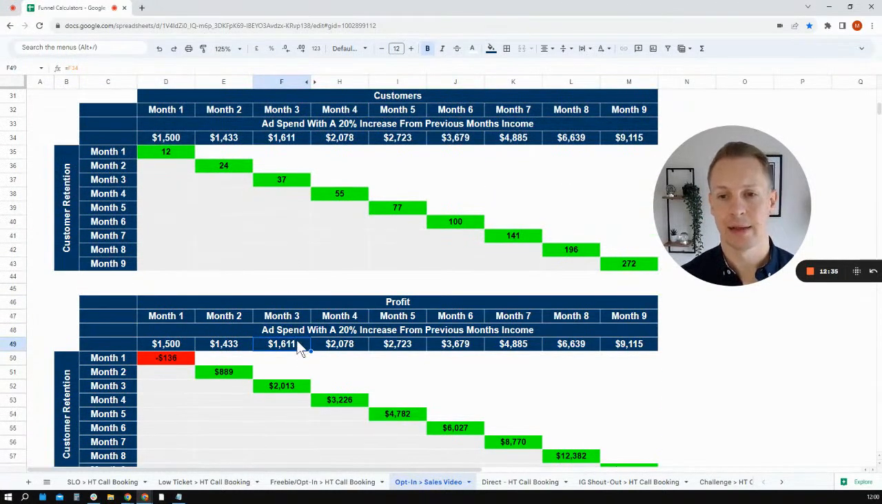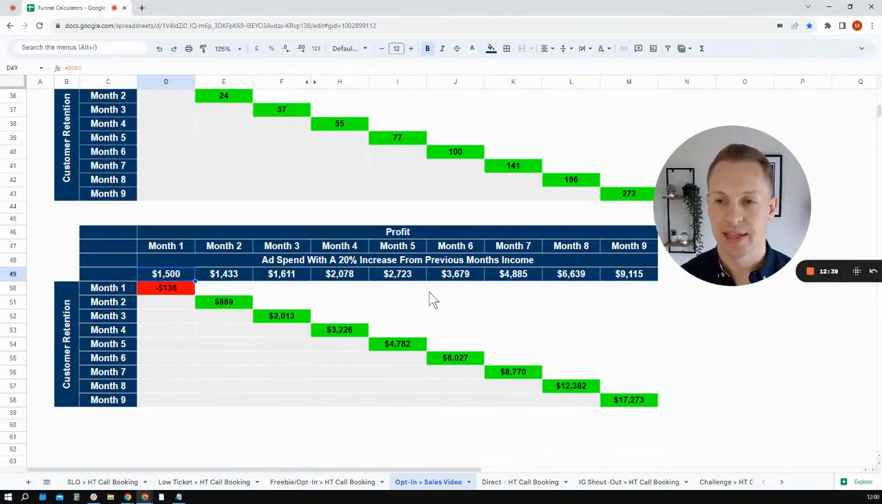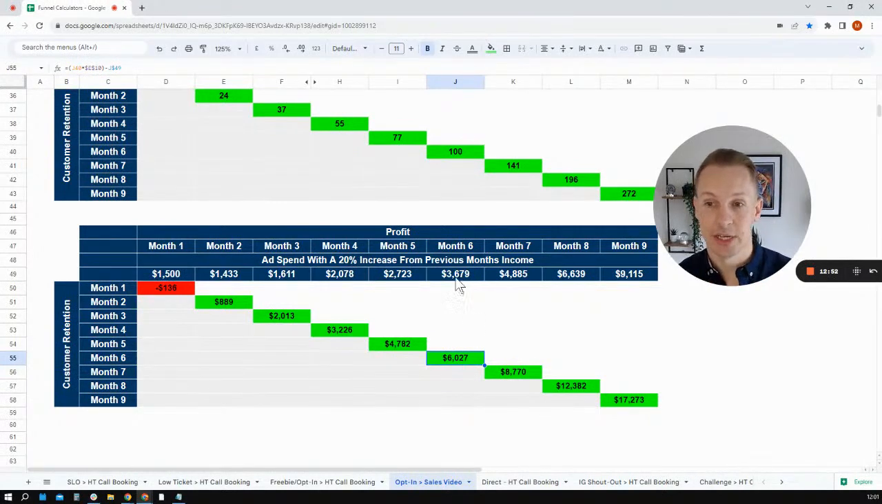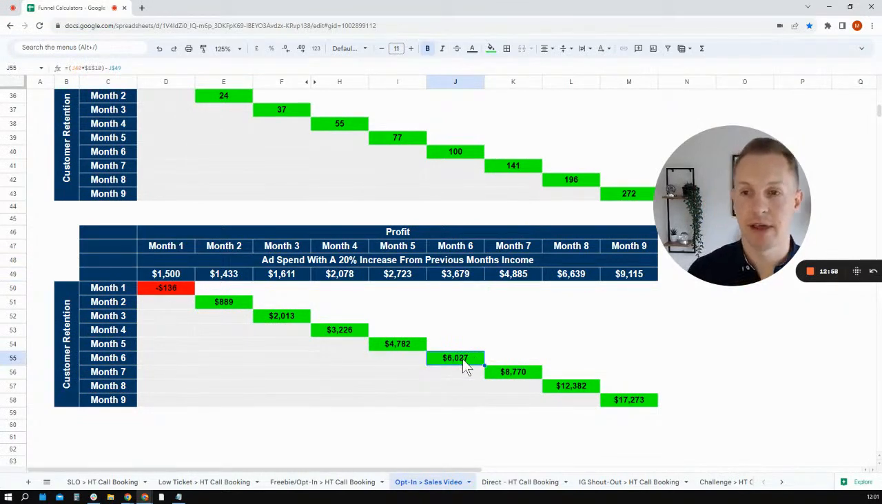That allows us to get more customers that month because we have an increase in ad spend, and likewise so on and so on. By month 6, we're generating about $6,000 in profit, not revenue, because this takes into consideration the ad spend of $3,679. So that would be over $9,000 revenue, minus the $3,679 in ad spend, and so on and so on.